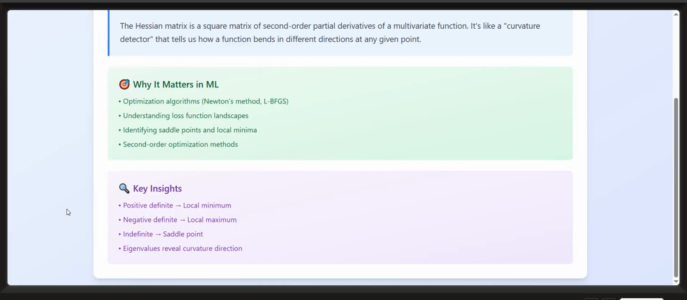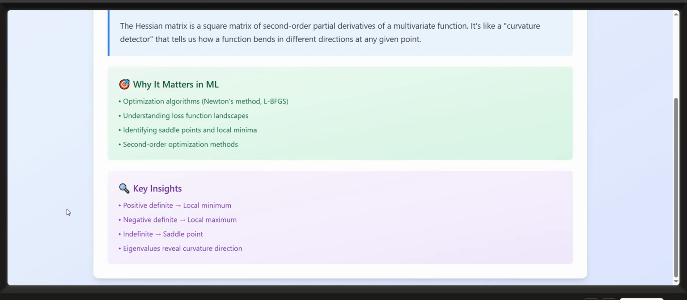It turns out it matters quite a bit. When we are optimizing a loss function, I mean trying to minimize it, for example, we want to know where the local minima are. Optimization methods like Newton's method or LBFGS actually use the Hessian to guide their updates. They rely on second order information to move more efficiently toward a minimum compared to methods that just use the gradient.